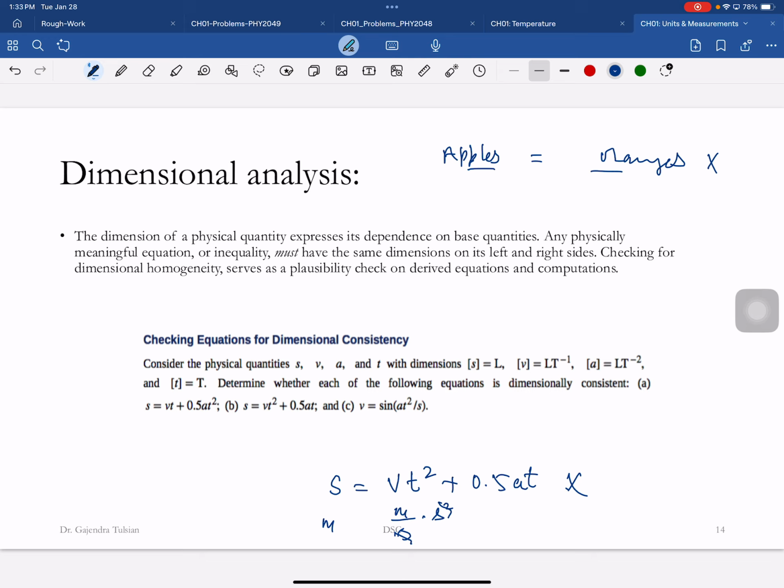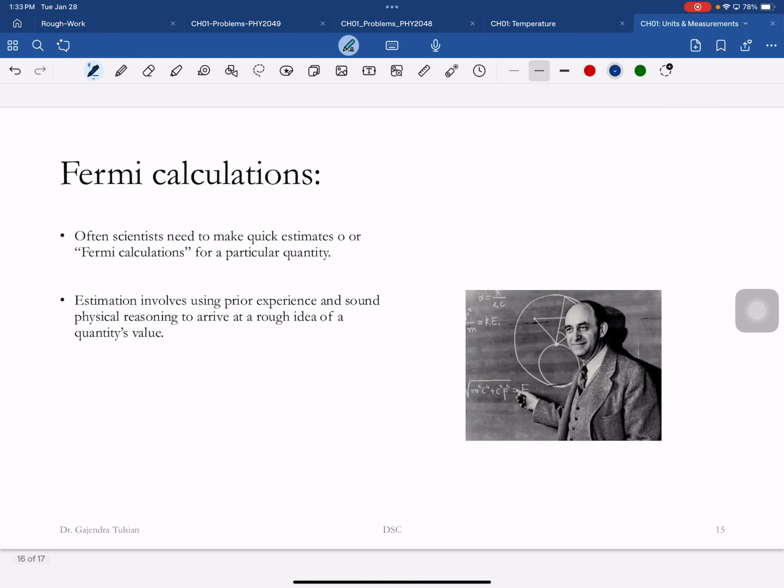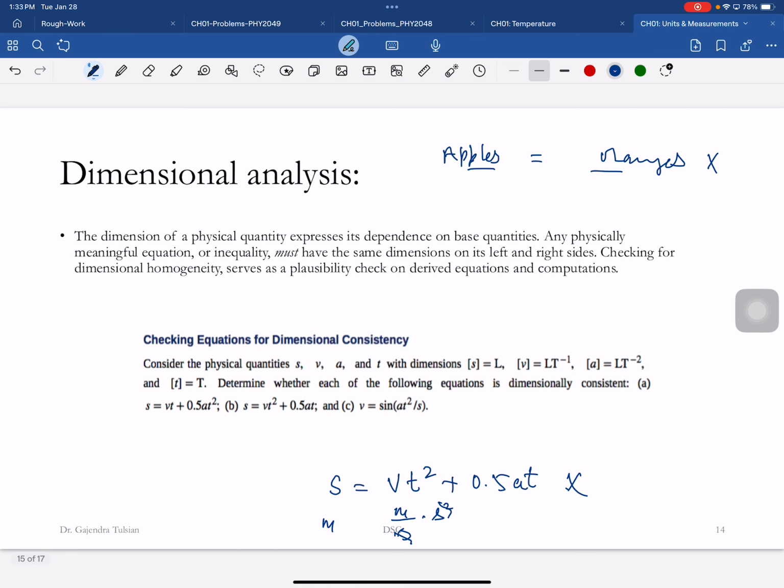So by using this technique, you can eliminate a whole bunch of wrong equations. I'm sorry, what does the lowercase a stand for? Acceleration. So that would be meters per second square and then times second. So that one doesn't have the right units either.